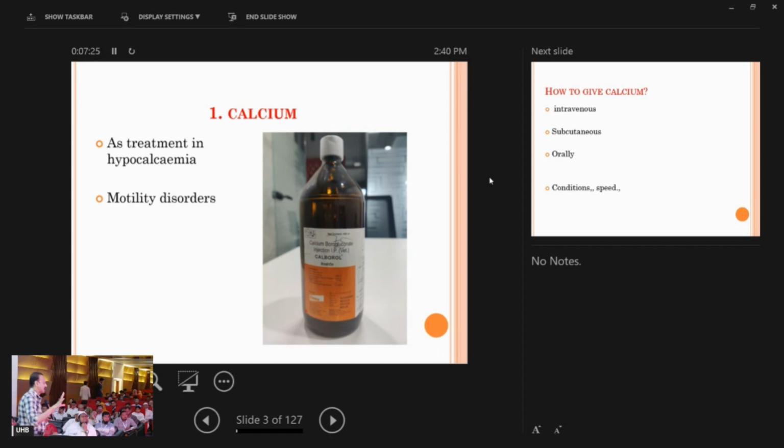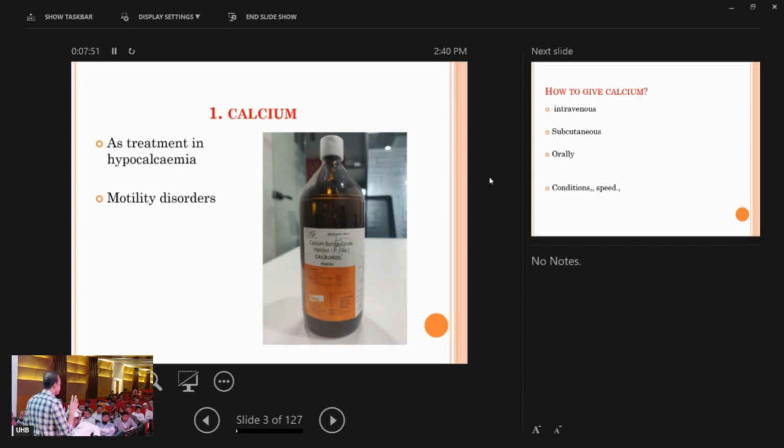We will be using calcium mainly in cases of milk fever. In 80 to 90% of cases you will be using it only in milk fever. Other than that, there are many other uses. For example, during estrus, estrus-induced hypocalcemia occurs, or motility disorders where the animal may not be passing dung. In such conditions also you might be able to use this type of calcium.